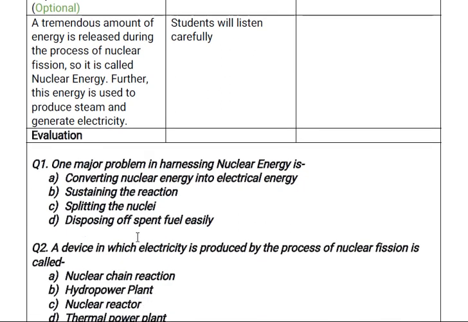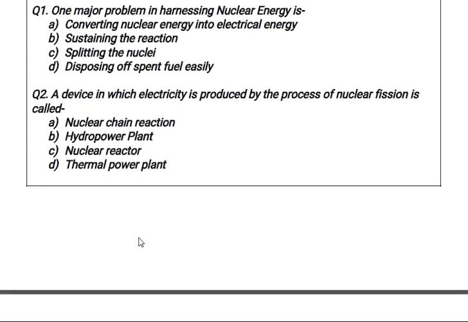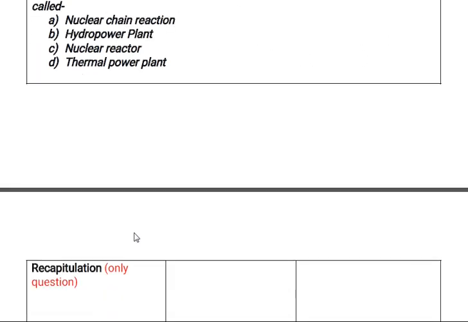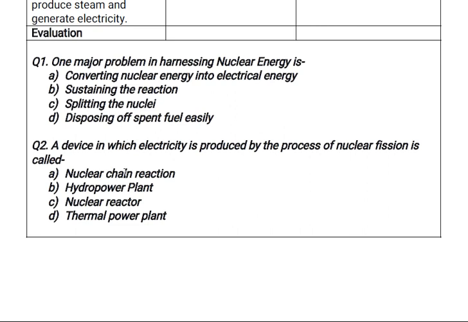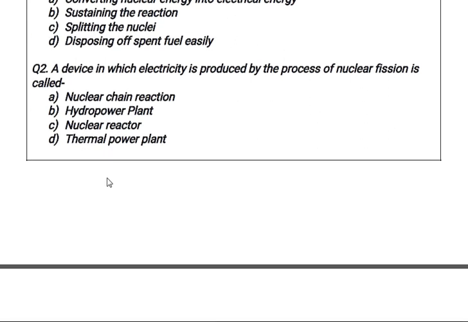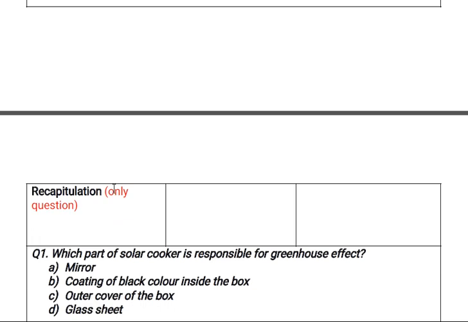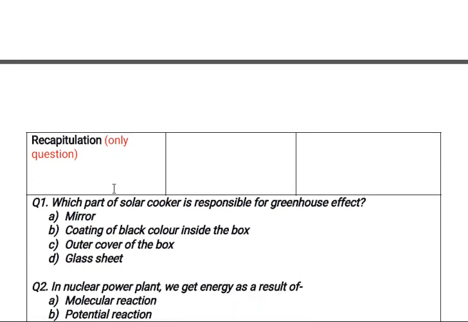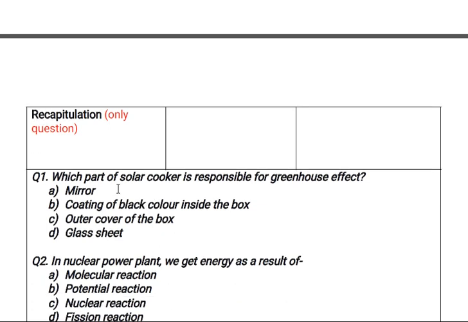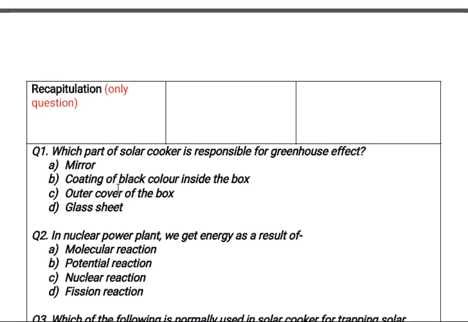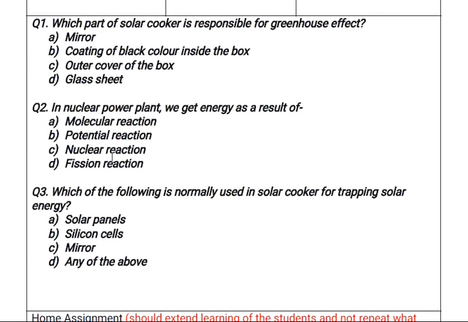Then for the evaluation questions, try to make them objective instead of subjective. So these I have taken as MCQs. I'll give some options to the students and then they'll choose the correct one. Then there is a recap of both the teaching points. Recapitulation involves questions from both the teaching points, that is solar energy and nuclear energy. These are the MCQs, 3 questions I have mentioned here.